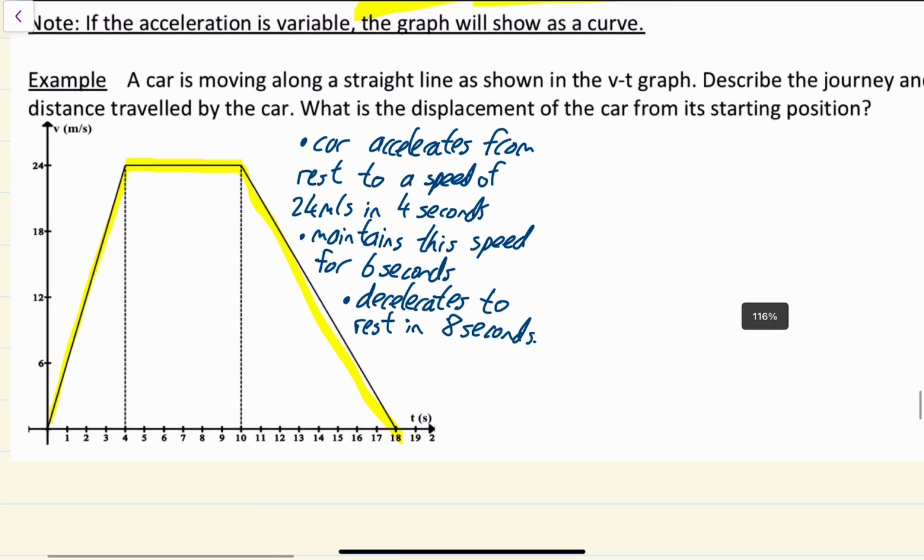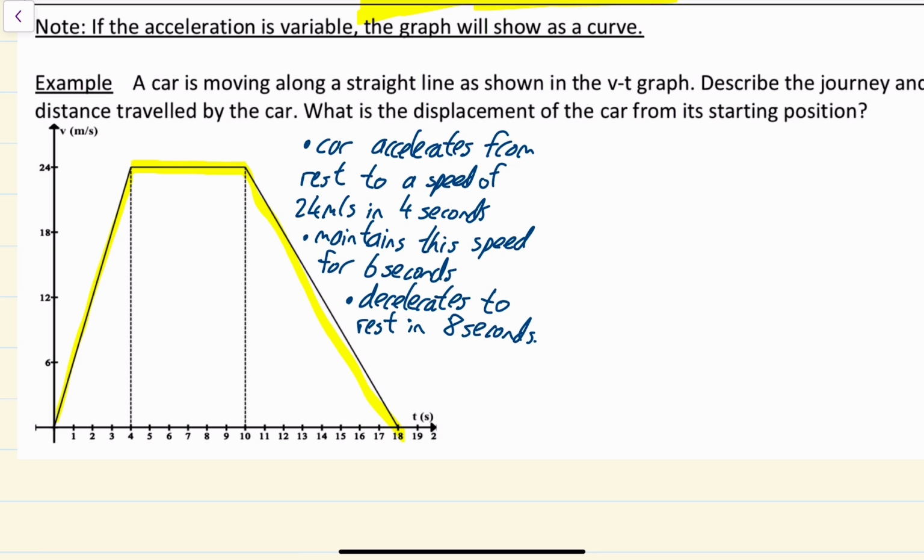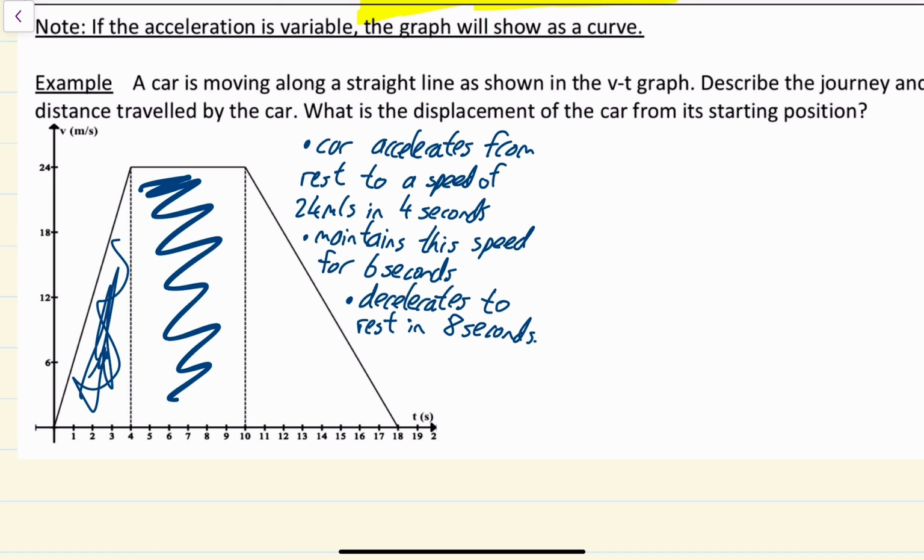Right. It says, what is the displacement of the car from its starting position? Okay, so from its starting position, it hasn't actually gone back on itself. This is a distance away from where it started. It's continued at the same speed. It's slowing down, but it's still moving in the same direction. So all of these are still going away.